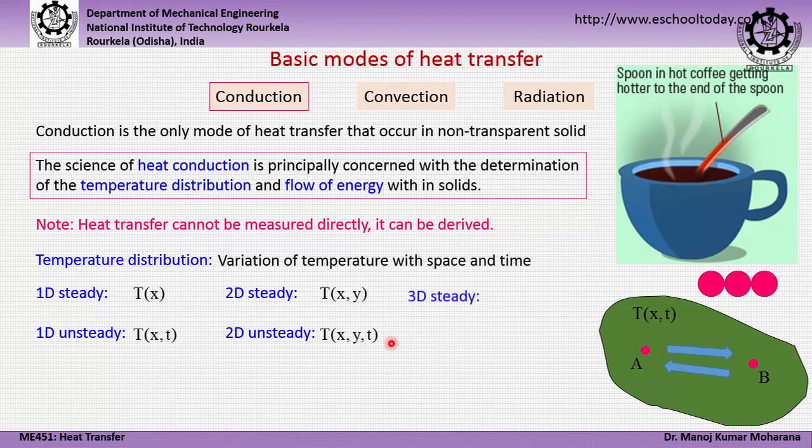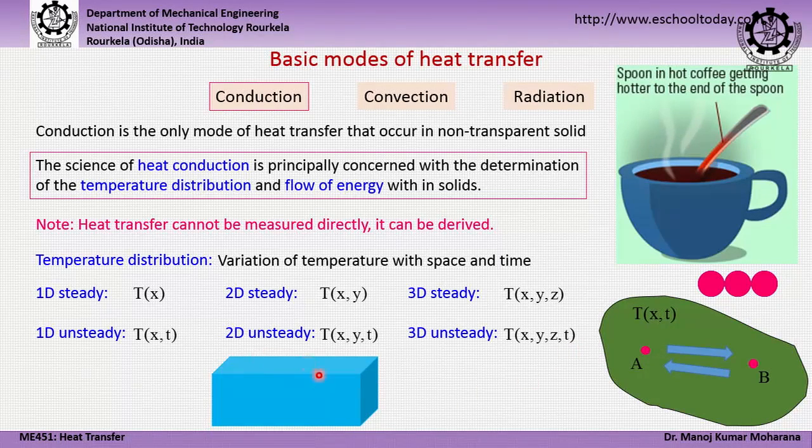Similarly, for a 3 dimensional problem, for 3D steady state you can represent it like this: T(x, y, z), and for a 3D unsteady conduction problem you can write it as T(x, y, z, t), where small t represents your time. So, let us say you consider here this is the 3 dimensional geometry.